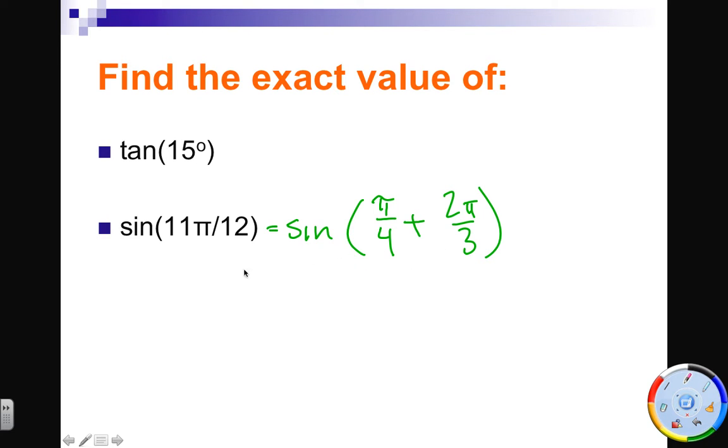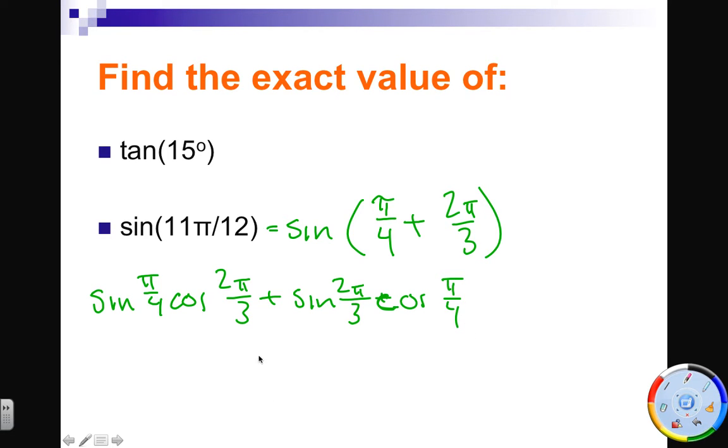and now I have a sine of a sum, so I can say, okay, it's the sine of pi fourths times the cosine of 2 pi thirds plus the sine of 2 pi thirds, times the cosine of pi fourths. Now it's super simple. Sine of pi fourths, root 2 over 2. Cosine of 2 pi thirds, well, if you find that on your circle there, it is negative 1/2, plus sine of 2 pi thirds, root 3 over 2, times the cosine, which is root 2 over 2.